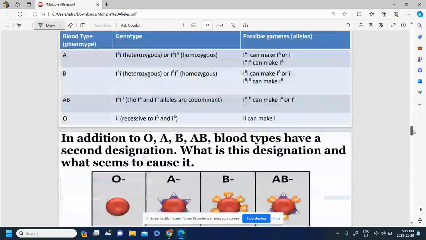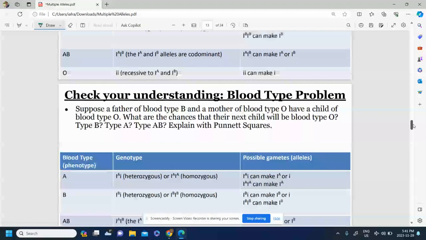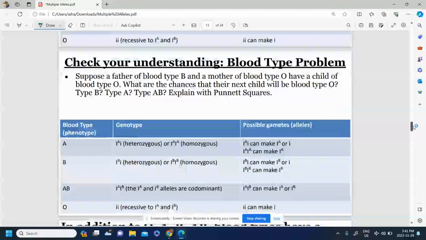So let's try this next one here. This one's a bit of a thinker, so pause it. Suppose a father of blood type B and a mother of blood type O have a child with blood type O. What are the chances that their next child will be blood type O, type A, type B, type AB? So we need to make a Punnett square. Now, a lot of you, if you pause this, might have been stuck on this blood type B. You might have said it depends. It depends if this is homozygous or heterozygous. But if you think about it, we told you that.